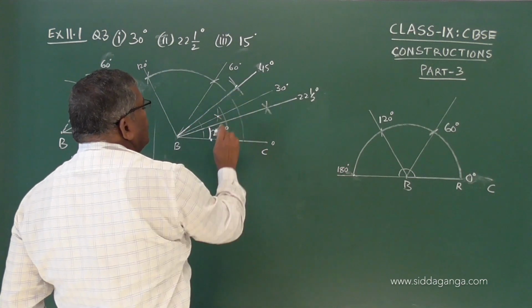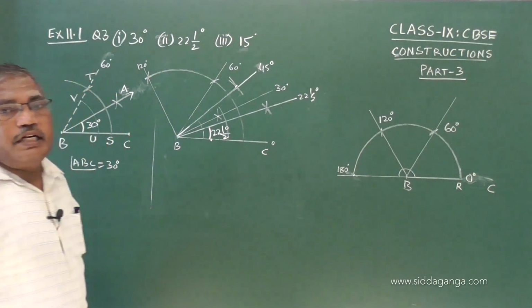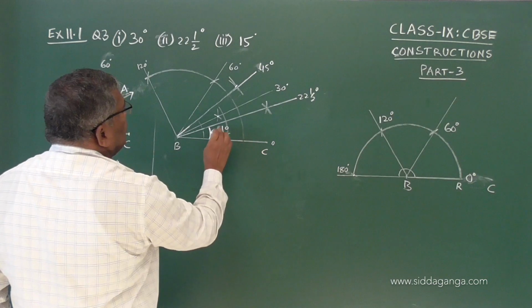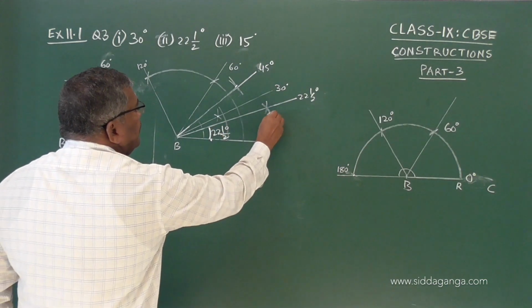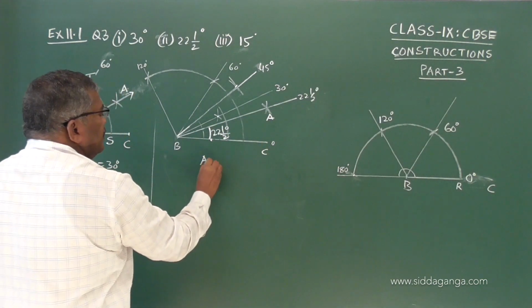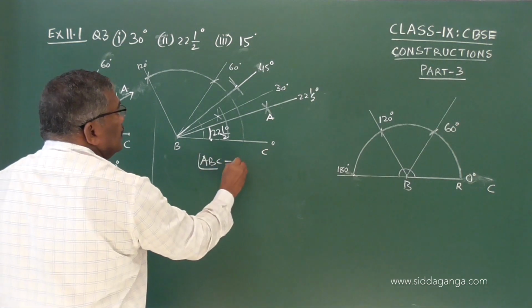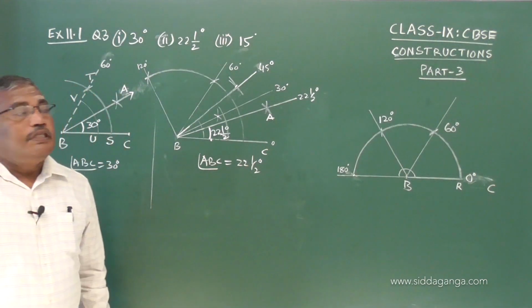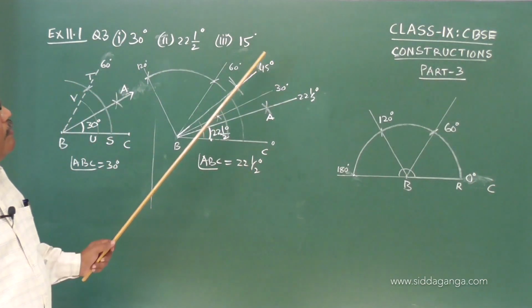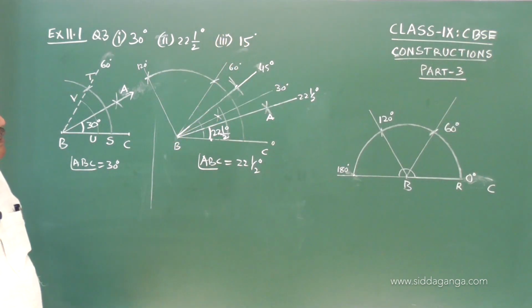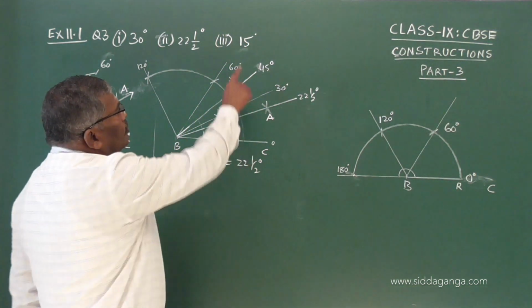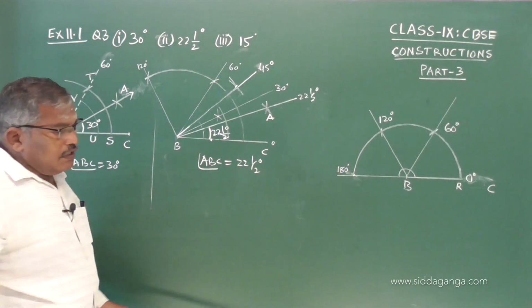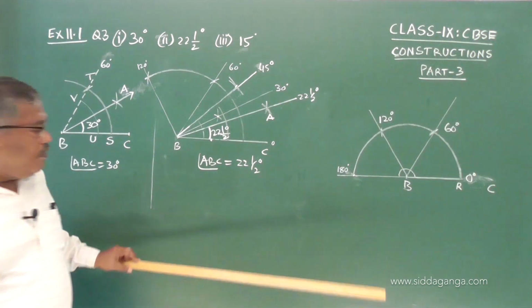So, only the required angle, 22.5, you make it a thick one. So, this is how, now you can call this point A ultimately. So, angle ABC in this case is 22.5 degree. Next is 30 degree. Then 15 degree. 15 degree is easy to construct, as you know.